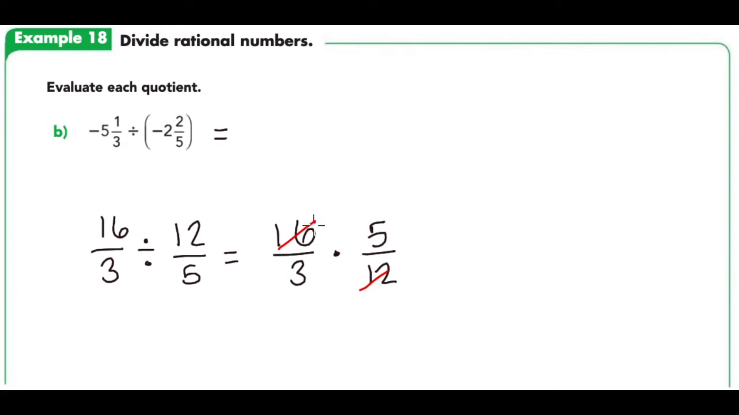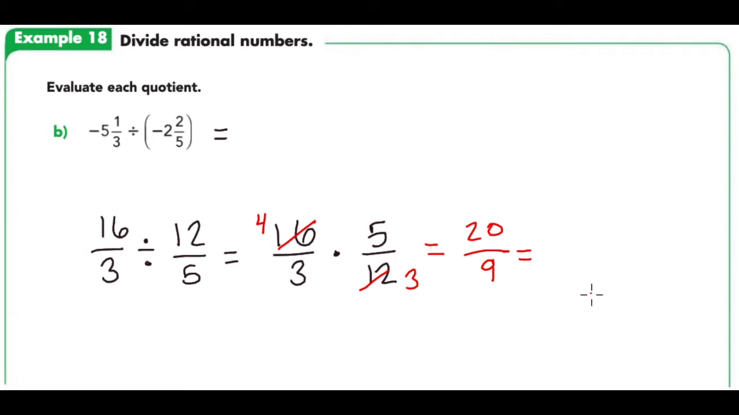12 and 16 share the multiple of 4. 4 goes into 12 3 times, and it goes into 16 4 times. We have no other multiples shared between our numerators and denominators, so we could just go ahead and multiply across. 4 times 5 is 20. 3 times 3 is 9, so we're left with 20 over 9.